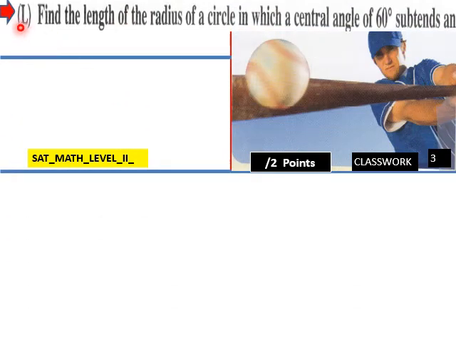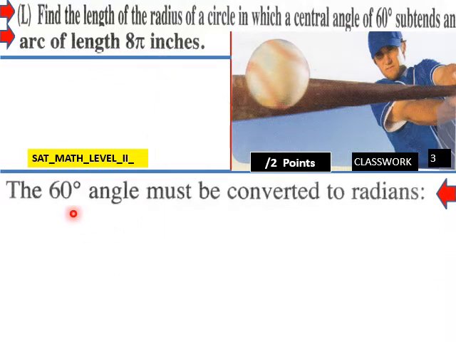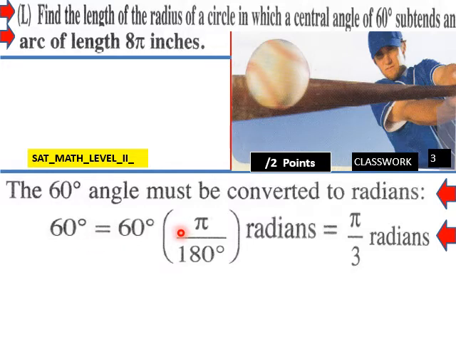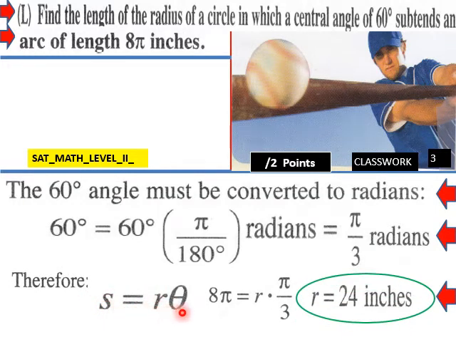Okay, for L: find the length of the radius of a circle in which a central angle of 60 degrees subtends an arc length of 8 pi inches. The 60 degree angle must be converted to radians. So 60 degrees equals 60 times pi over 180 radians, which comes out to pi over 3 radians. Therefore, S equals r theta, so 8 pi equals r times pi over 3, which comes out to 24 inches.